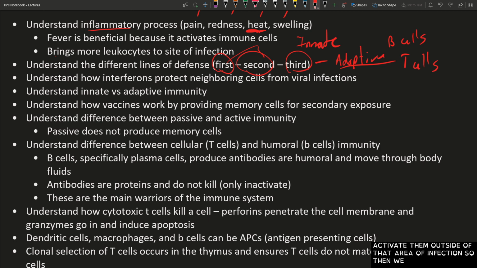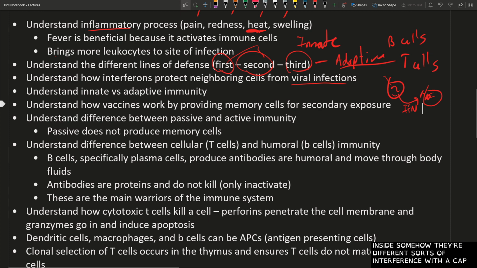So then with the innate, we also have interferons. So understand how interferons protect neighboring cells from viral infections. One cell gets infected by a virus, it produces a signal, which is the interferon, which goes to the neighboring cells and says, hey, look, I'm going to die. Here's how you can prevent that virus from replicating inside you. That could prevent the virus from binding to a receptor, or could prevent the virus from replicating inside. There are different sorts of interferons, but they could protect the cell in different ways.